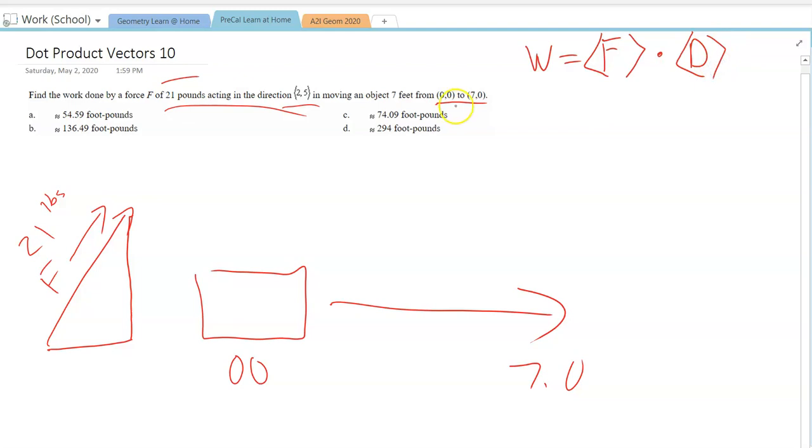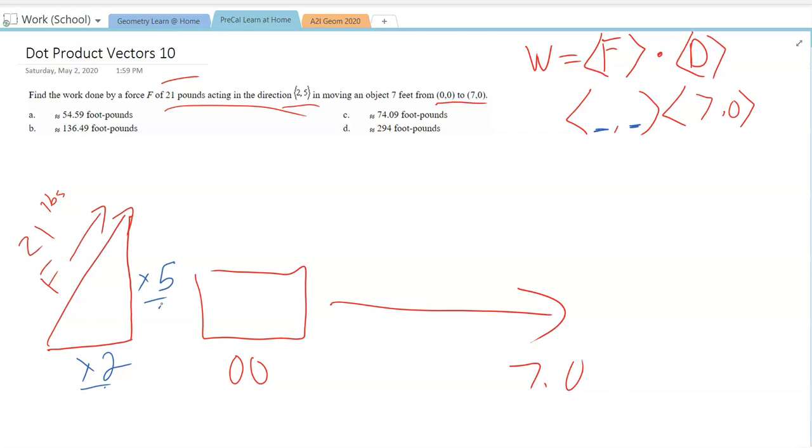So we'll start with the easy one. If you go from 0, 0 to 7, 0, that vector is going to be 7, 0. That part's easy. But we need a vector to represent the force here as well. So we basically need an x value and a y value right here. You can't just use 2, 5, because obviously this is not the values of a right triangle, 2, 5, 21. What we can do though is a couple of different things.